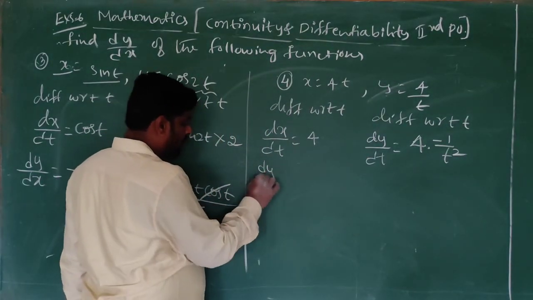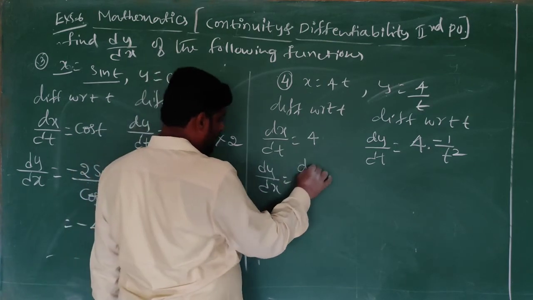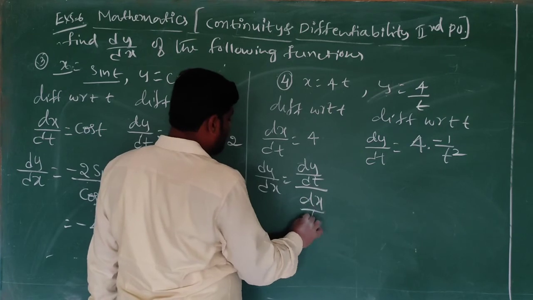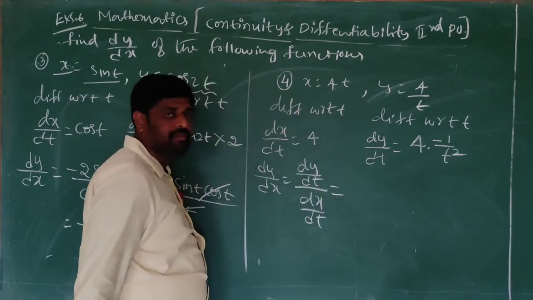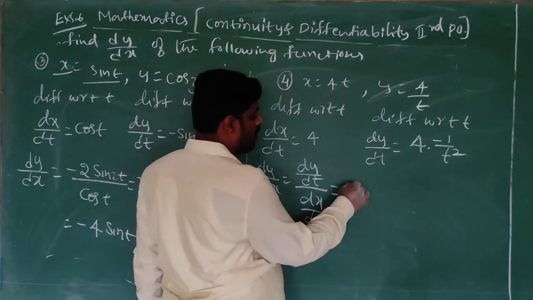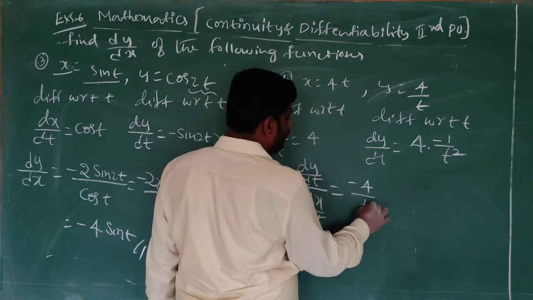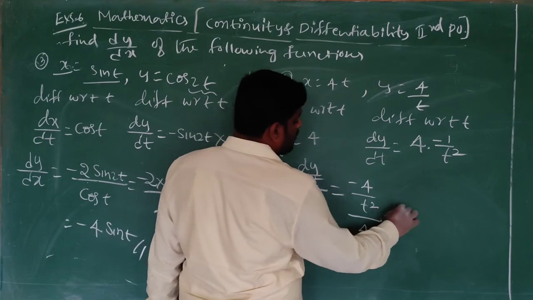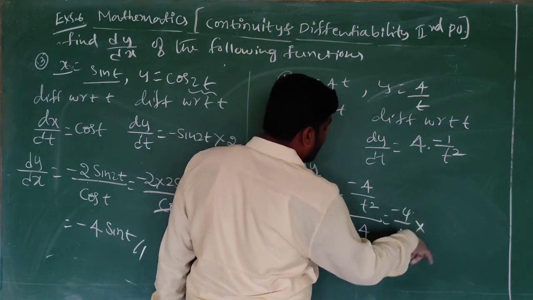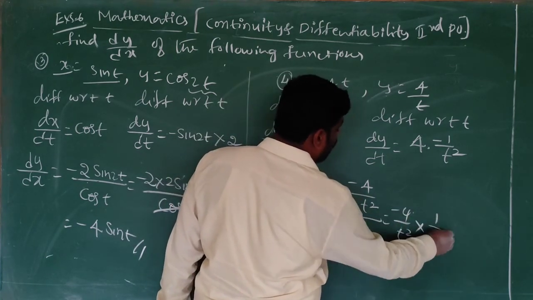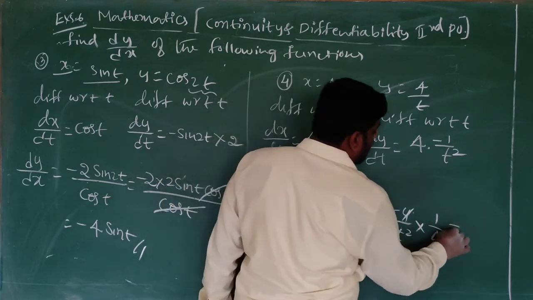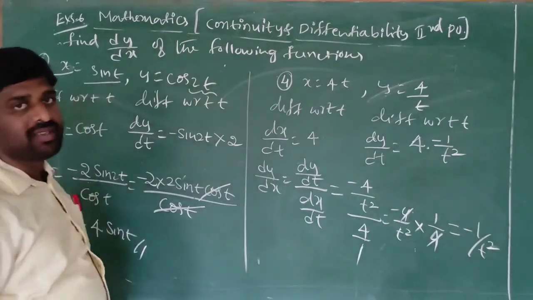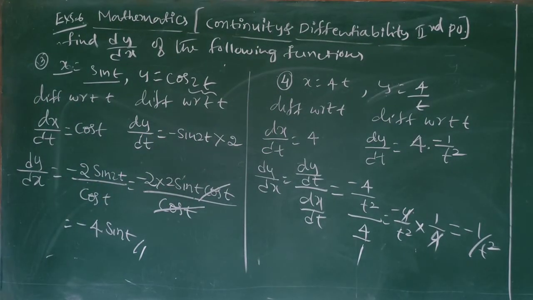Now I want to find dy by dx. dy by dx is equal to dy by dt divided by dx by dt. dy by dt is what? Minus 4 by t square divided by 4. That is minus 4 by t square into 1 by 4. 4 cancels. Answer is minus 1 divided by t square. Next question.